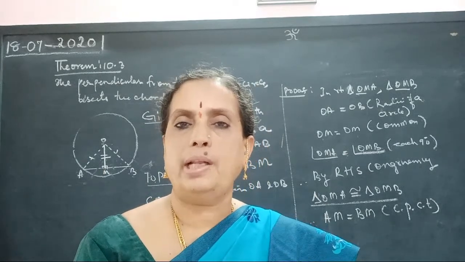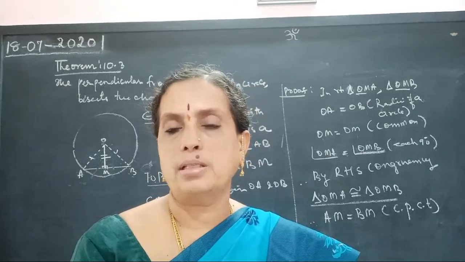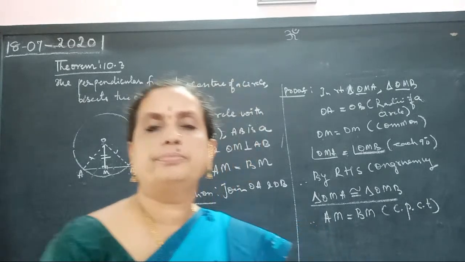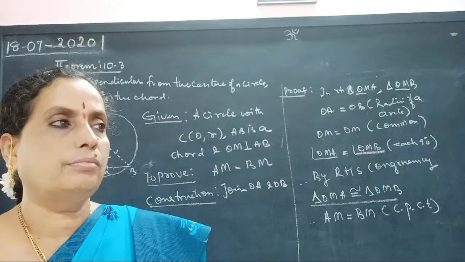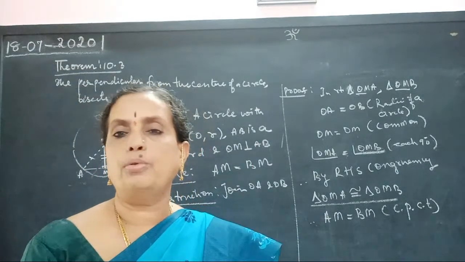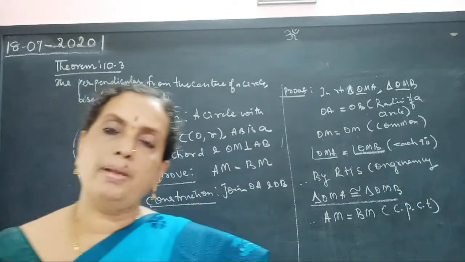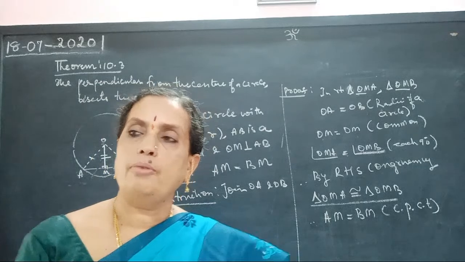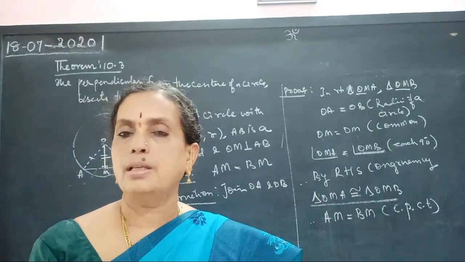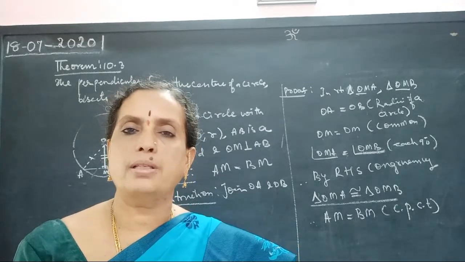CPCT, corresponding parts of congruent triangles. Clear? Aisha, clear for you? Is it clear now? By RHS congruency, we can prove the triangles are congruent. In the previous, we proved from SSS and from SAS. This is right angle hypotenuse side, RHS.